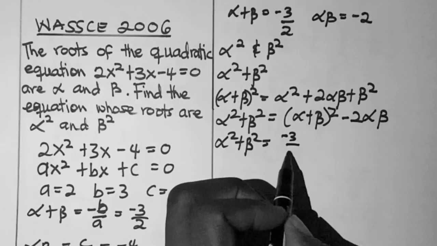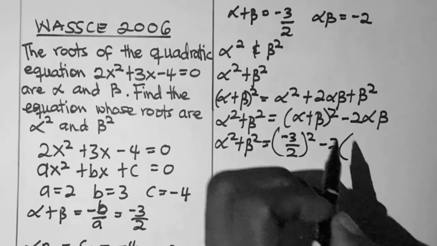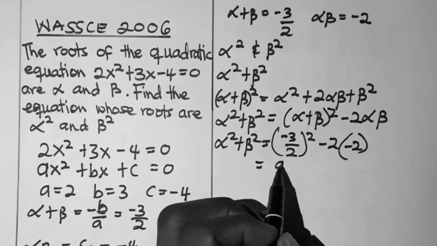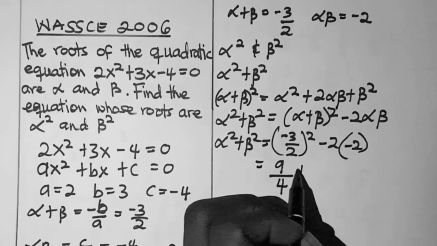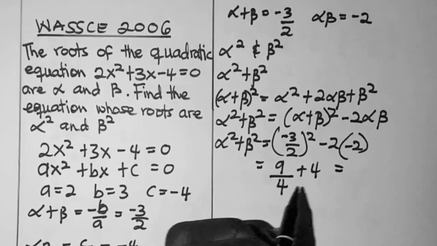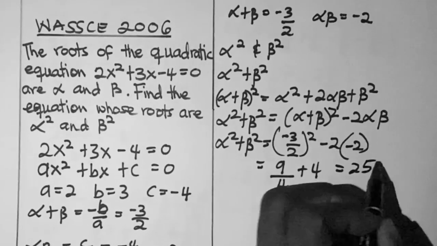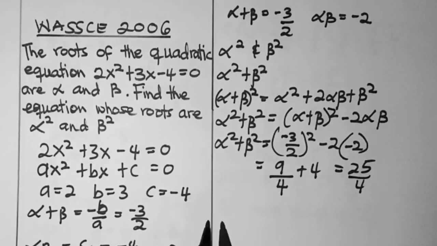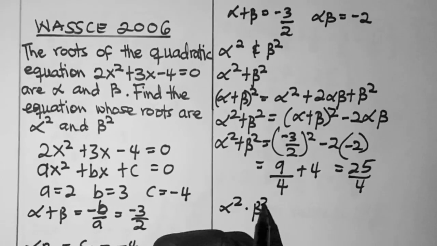So it's -3/2 squared. Then -2 times alpha beta, which is -2. So this becomes -3 squared is 9 divided by 2 squared 4. The -2 times -2 is +4. Now 9/4 plus 4 is 25/4.